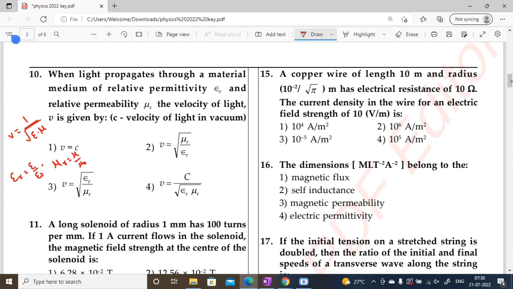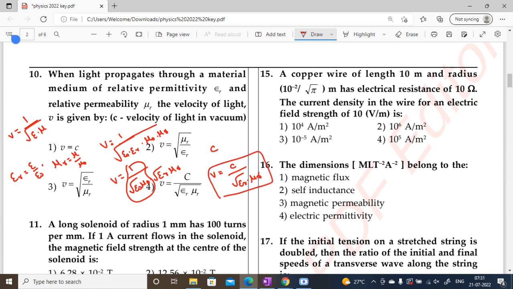So trying to equate in this format, I finally arrive at the equation V equals 1 divided by the square root of epsilon naught into epsilon r into mu naught into mu r. So V will be equal to 1 divided by the square root of epsilon naught mu naught into epsilon r mu r. But we know 1 divided by the square root of epsilon naught mu naught is nothing but the speed of light in vacuum, which is c. C is the speed of light in vacuum. So automatically I'm replacing this. V will be given by c divided by the square root of epsilon r into mu r. So this will be the direct answer.